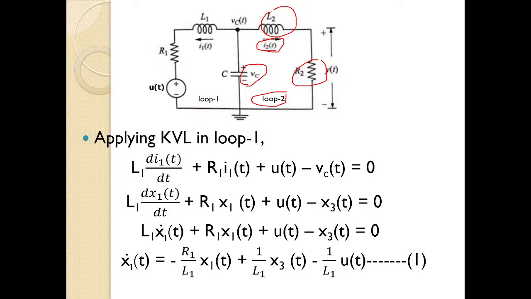Let us go back to this circuit. Here I have even assumed the nodal voltage. Vc of t is my node voltage. Only the capacitor is connected here, so Vc of t is my node voltage.